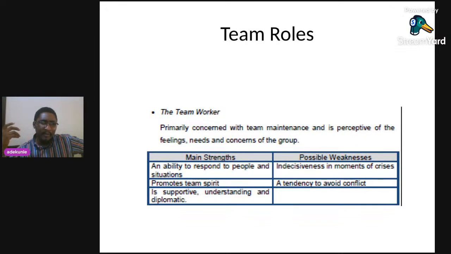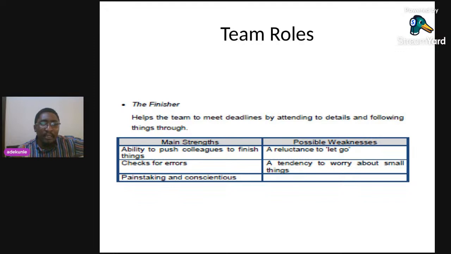Then of course we have what we call the team workers. The team workers are primarily people who are concerned with team maintenance, with the welfare of the group. They have the ability to respond to people and situations. They promote team spirit. They are supportive, understanding and diplomatic. But one of their weaknesses is that they have the tendency to avoid conflict. They are indecisive in moments of crisis because they are people pleasers, they want to see people through, not to cause conflict.